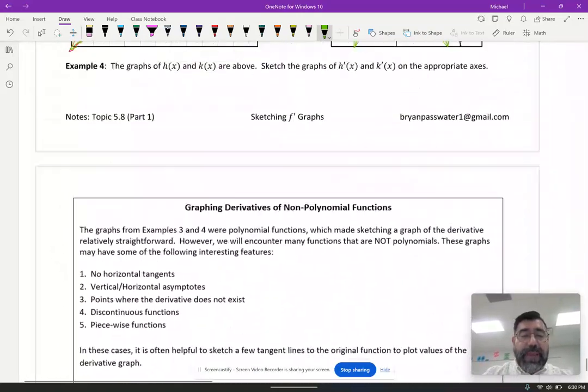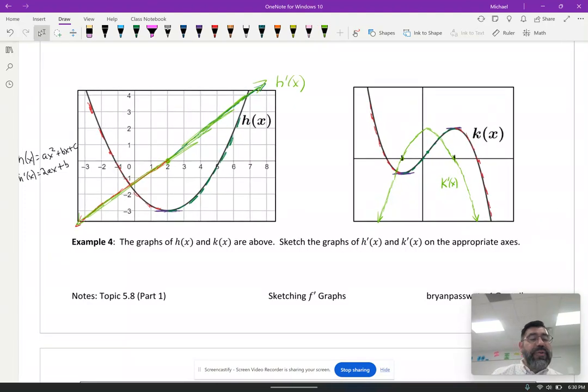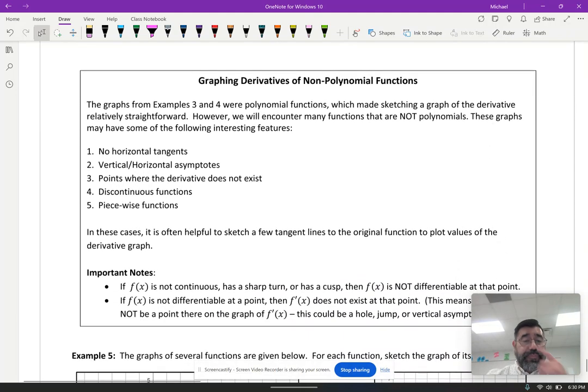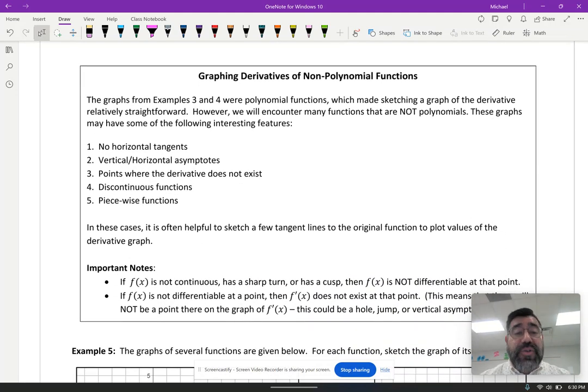So here we go. In the last video, we were creating derivative graphs based off of polynomial functions, but in this video, we look at more complex graphs. What happens when we don't deal with polynomial functions? Then we're going to have to go looking for very specific things. What happens if there aren't any horizontal tangents and I can't find those x-intercepts of the derivative? What if I can't find vertical or horizontal asymptotes? What if at the point that we're looking at, the derivative doesn't exist? What if we have discontinuous functions or piecewise functions, right?